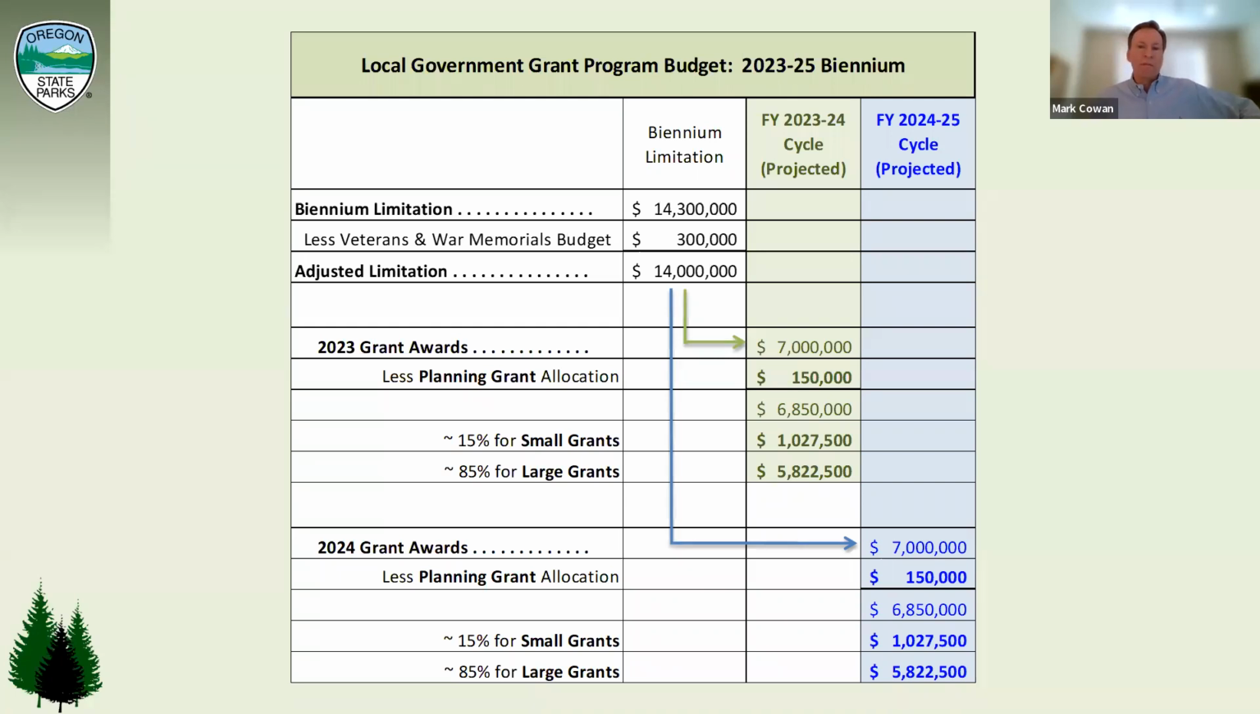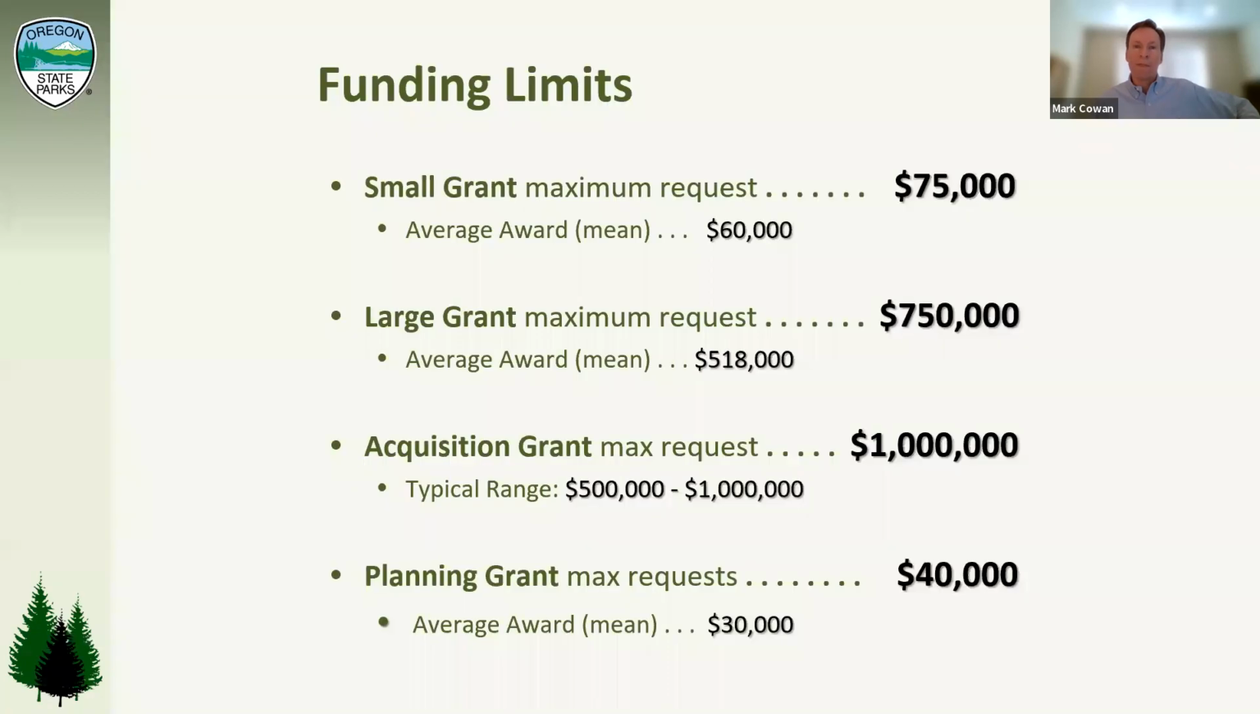And then we split the remainder funds, the 6.8 million there right in the middle of the page in the green column. We split that 15% for small grants, 85% for large grants. So we anticipate that we're going to have about $1 million to work with for the small grant category and about 5.8 to work with in the large grant category.